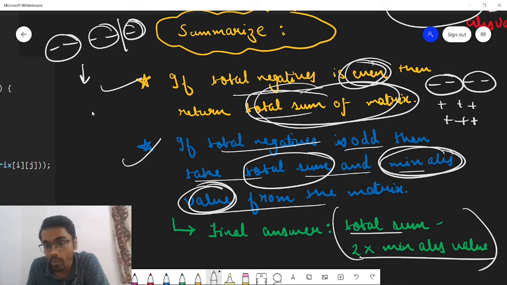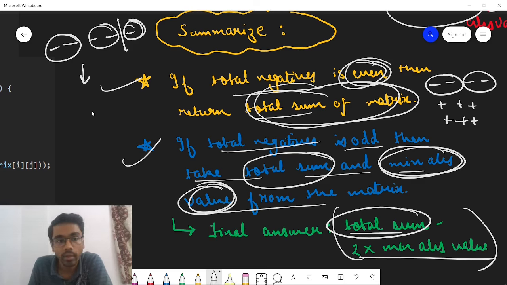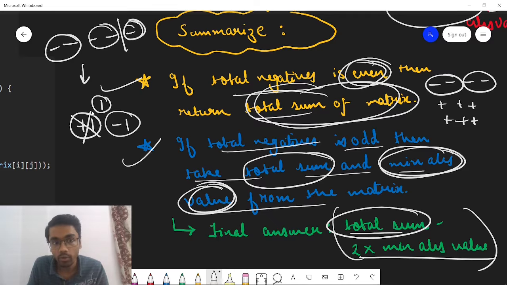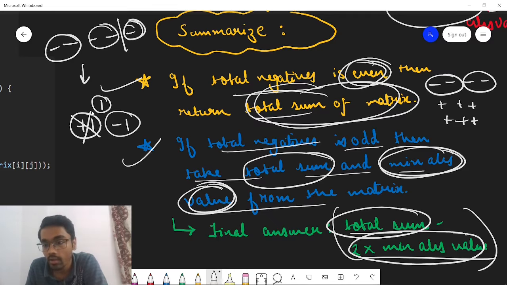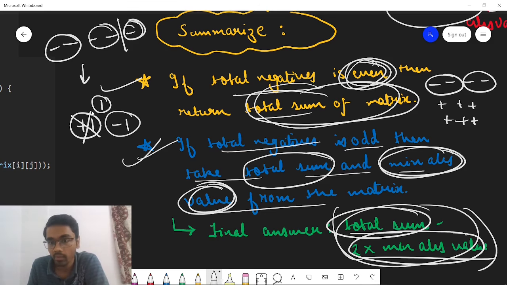Why twice the minimum absolute value? Because in the total sum, let's say your minimum absolute value is 1, you have already contributed +1 to your total sum. So first you need to remove the contribution of this minimum absolute value from your total sum as a positive number, and since you try to negate this value, now you take its negative contribution. That's why we are doing twice the minimum absolute value. So in case of even, just return the total sum. In case of odd, just return total sum minus twice the minimum absolute value.